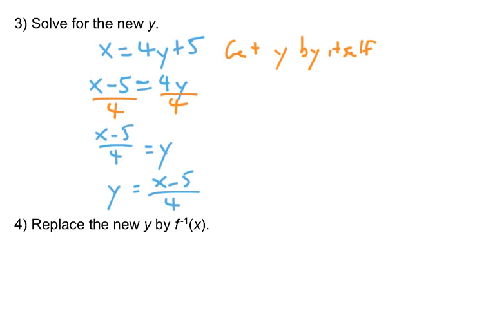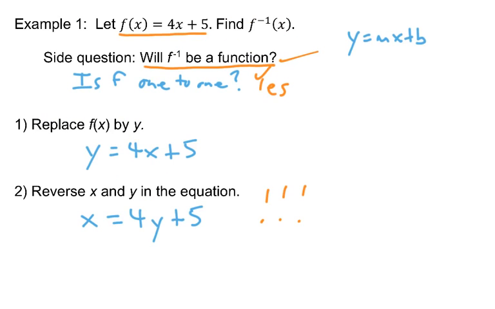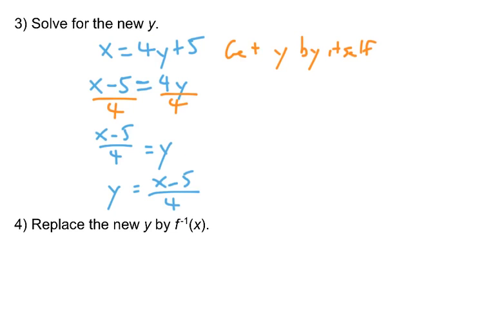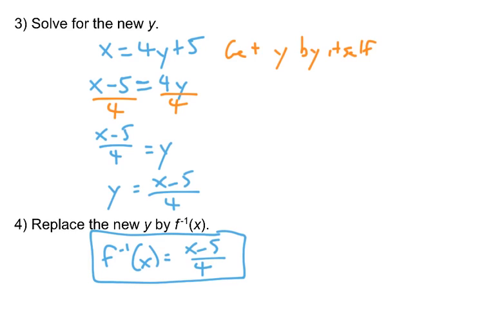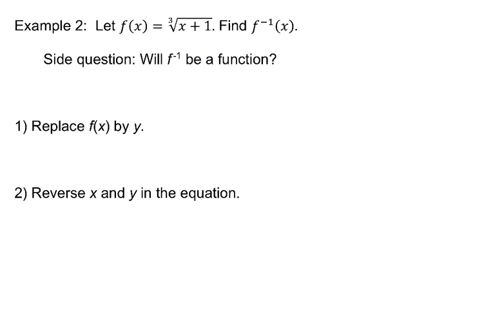So I've now solved for the new y. And again, because the original equation was given to us in function notation, we'd like the answer to be in function notation too. But remembering that we're no longer talking about the original function, but its inverse, we want to replace the y by f inverse of x. And there you go. That is how you find the inverse of a function defined by an equation. 1, 2, 3, 4. It's going to be a recipe that we will follow over and over and over again.